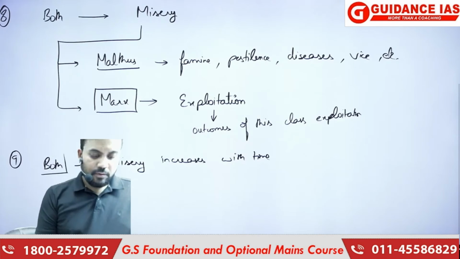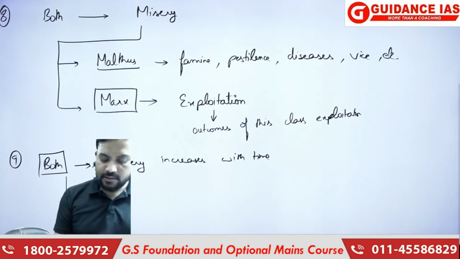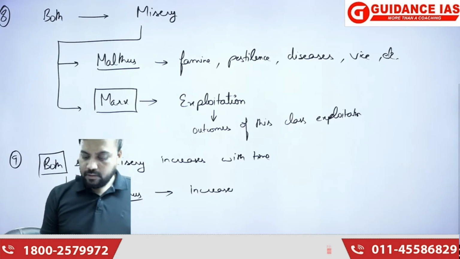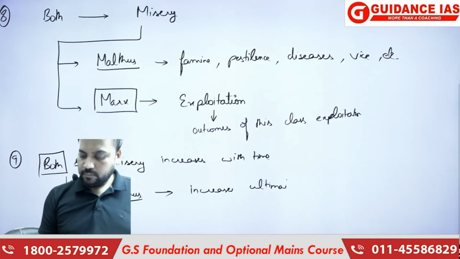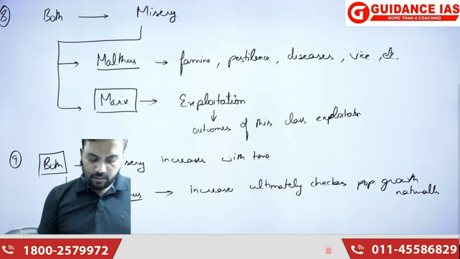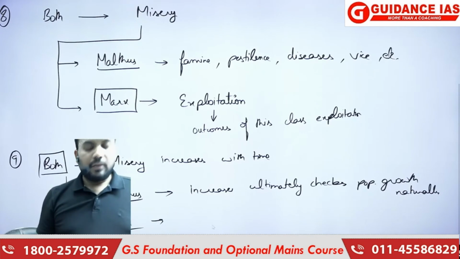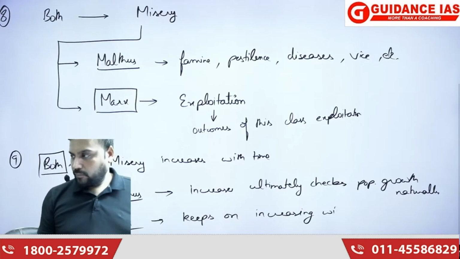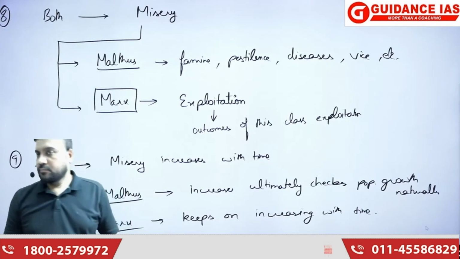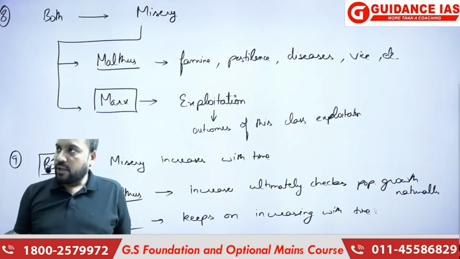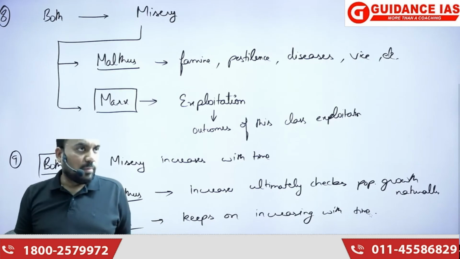However, in case of Malthus, what happens? This increase ultimately checks population growth naturally. In case of Marx, it keeps on increasing with time. So he is very clear that it will not check the population growth. It will, in fact, increase the population growth.